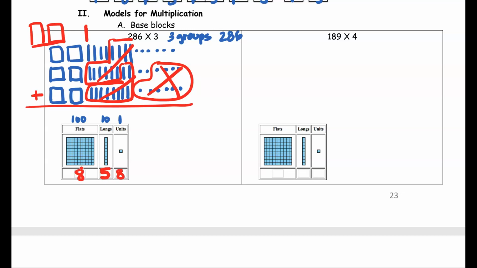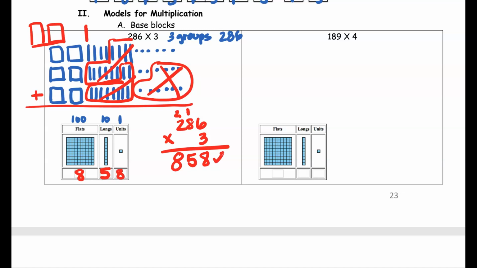So I've got 858. And then certainly when you're finished, if you want, you could do 286 if you're familiar with the standard algorithm. 3 times 6 is 18, carry the 1. 3 times 8 is 24, plus 1 is 25. 3 times 2 is 6, plus 2 is 8, and we end up getting 858.